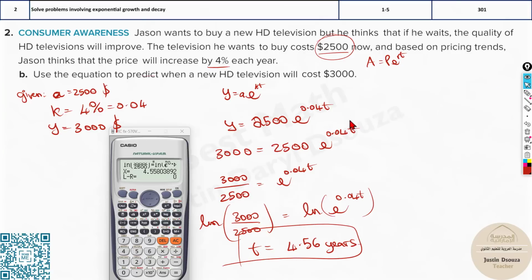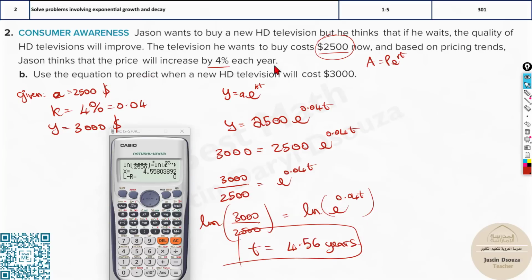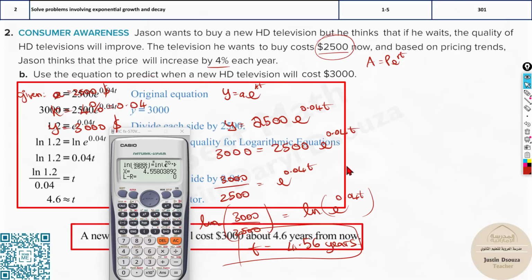And you can write sentences, but as long as you have solved this properly and you have highlighted this answer, that's more than enough. It's 4.6 years away from now. They have not asked you to round it, like in the sense rounding off is not mentioned, so you can write 2 or 3, whatever. But imagine they had told you to round off to the nearest tenth, then only 1 digit after the decimal point, and so on. Okay, it depends on the question.